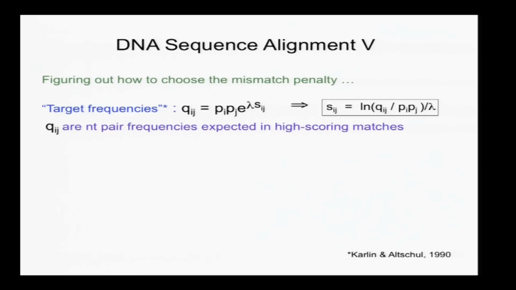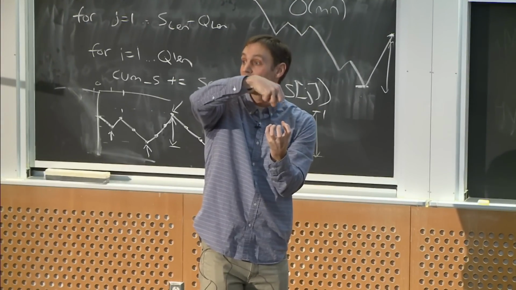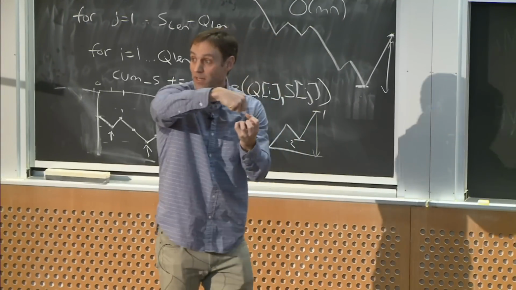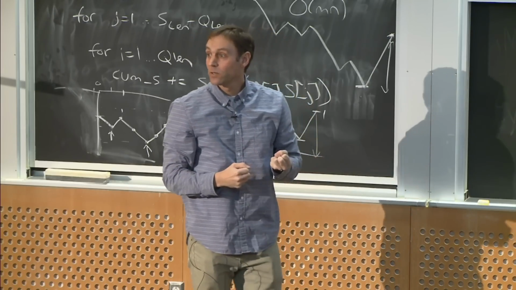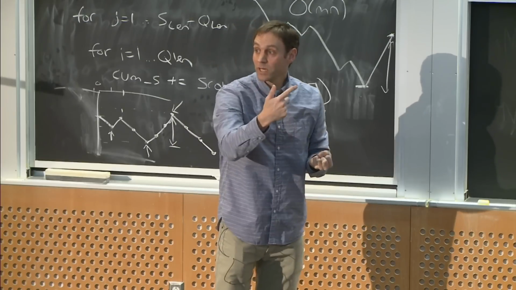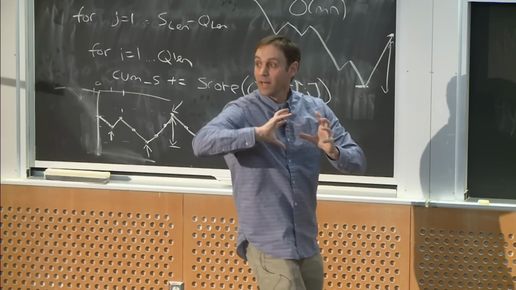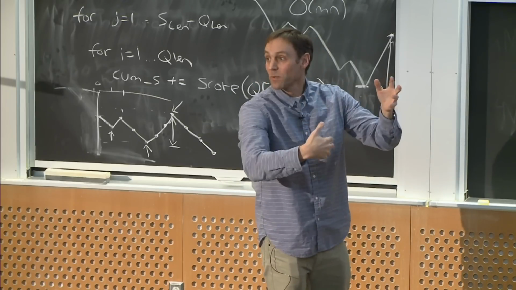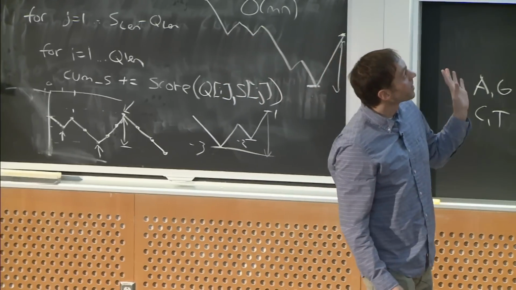So look at the formula. Qij equals Pi Pj e to the lambda Sij. Pi Pj is basically the expected chance that you would have base i matching base j just by chance. But then it is weighted by e to the lambda Sij. For a match, S will be positive, so e to the lambda S will be bigger than 1, and you'll have more matches. And you have correspondingly fewer mismatches, because the mismatch score is negative. So we get this target value.